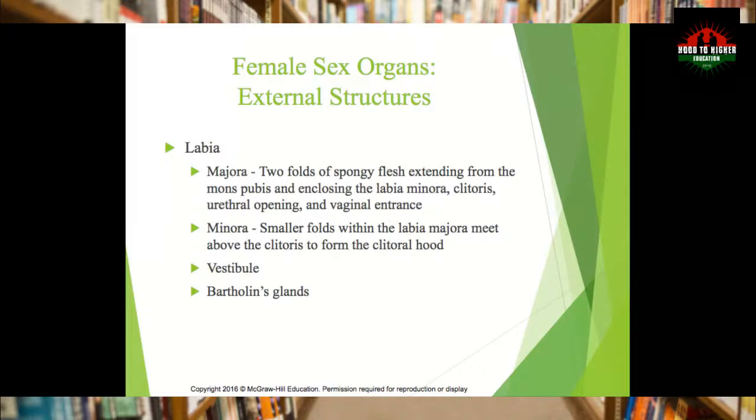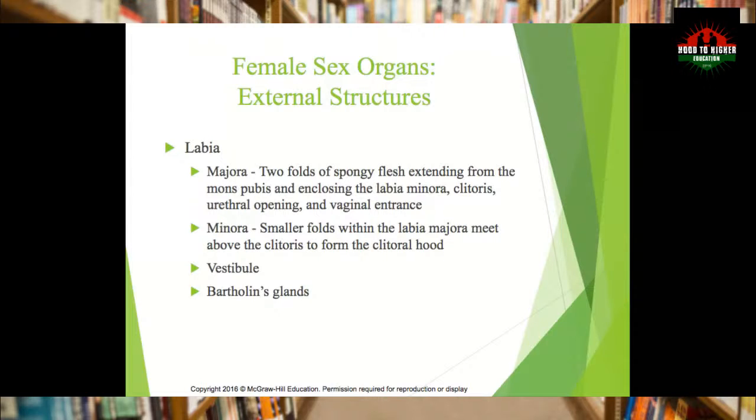All right. So now we have the labia majora. The labia majora. This is Latin for major lips. These are 2 folds of spongy flesh extending from the mons pubis and enclosing the labia minora. So inside the labia majora is the labia minora. Also housed inside the labia majora is the clitoris, the urethral opening, and the vaginal entrance.